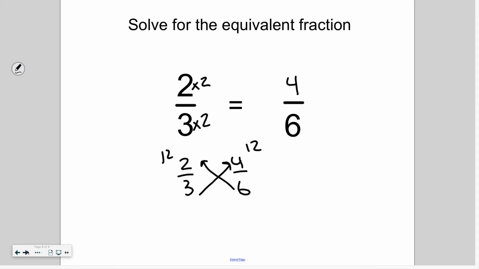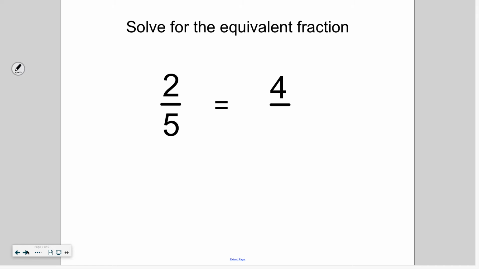So go ahead and try this one. Same idea, except instead of having a specific denominator, you have a specific numerator. So same thing, we want to figure out what number to multiply the 2 by, and then use that same number for the 5. So go ahead, pause now, solve this. 2/5 is equal to 4 what? If you haven't already, please pause the video to solve, and then press play when you're ready to go over your answer.